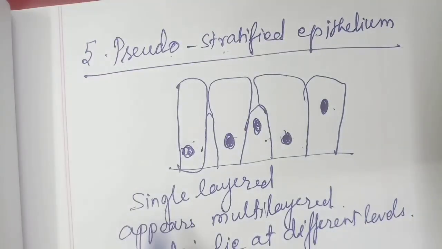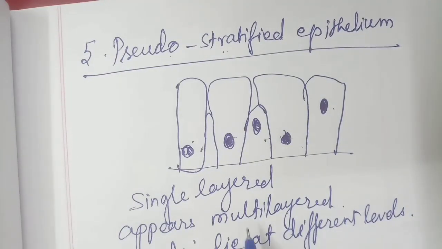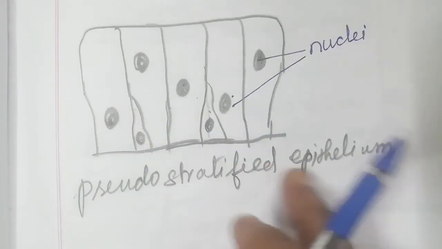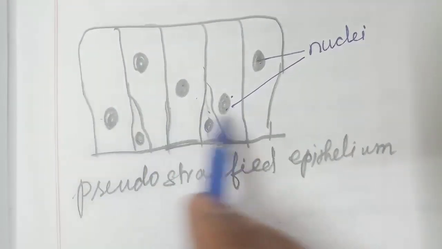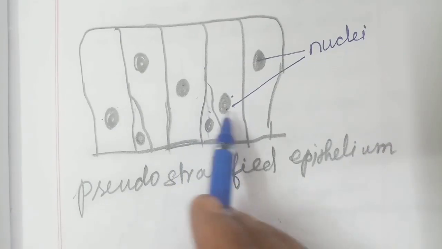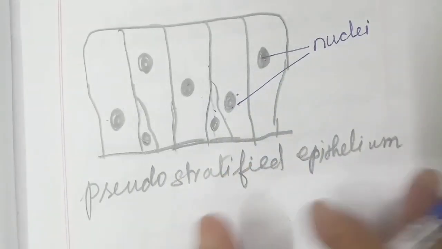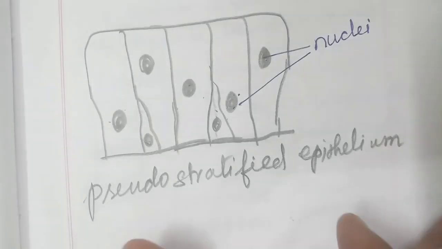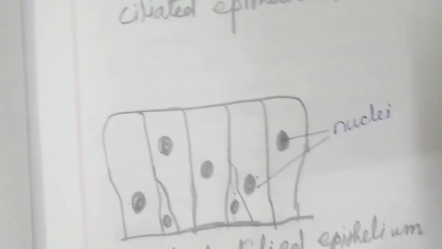So, this is a very important question. It may be asked for a 2 mark question or 3 mark question. This pseudo-stratified epithelium. See the structure of pseudo-stratified epithelium. These are the nuclei. They are not present at the same level. It is present at different levels. That is why it looks like many layers of cells are there, but not many layers, only one layer of cells will be present.